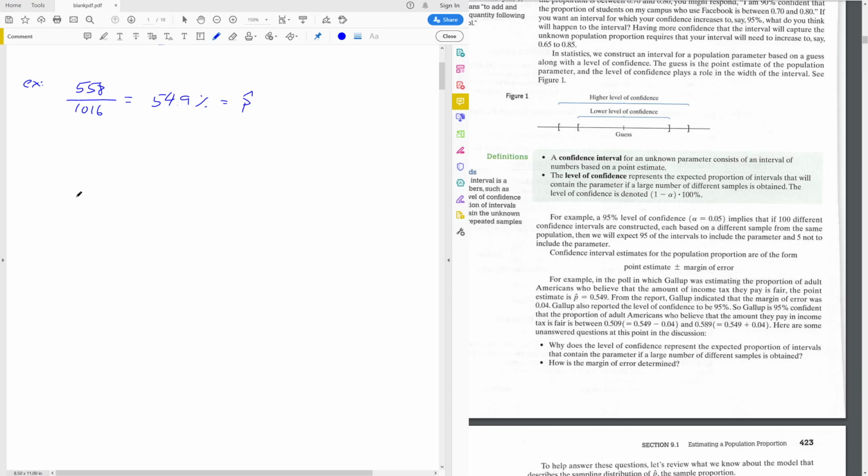That's the idea of a confidence level. I can be very confident if I have a very wide confidence interval. Again, that's not helpful in my example.